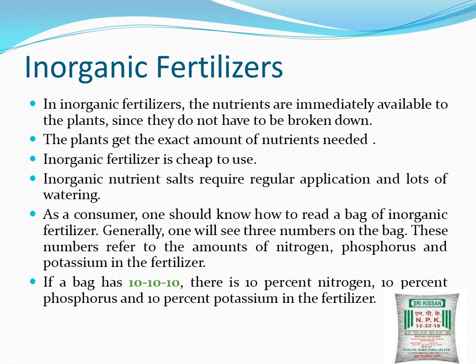Now as a consumer, one should know how to read a bag of inorganic fertilizer. Generally, we see there are 3 numbers on the bag, as you can see in this picture on the right hand side. The numbers refer to the amount of nitrogen, phosphorus and potassium in the fertilizer. For example, if a bag has 10, 10, 10 written on it, it means there is 10% nitrogen, 10% phosphorus and 10% potassium in the fertilizer.